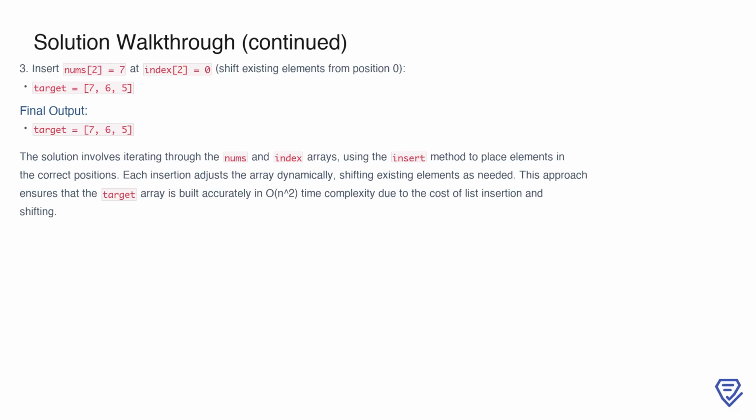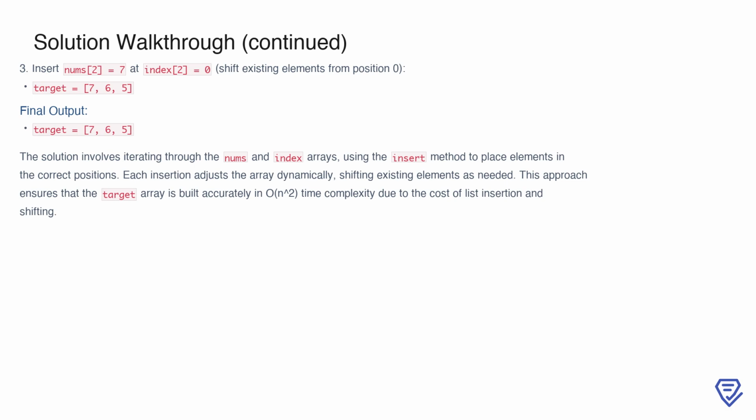Finally, we insert nums[2], which is 7, at position index[2], which is again 0. As before, we shift all existing elements to the right and insert 7 at the beginning of the array. This results in the target array 7, 6, 5. The final output for this example is 7, 6, 5.